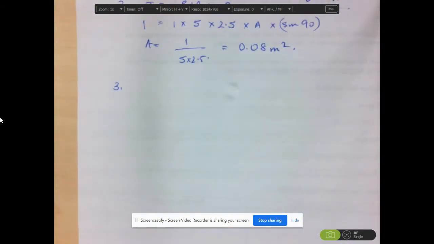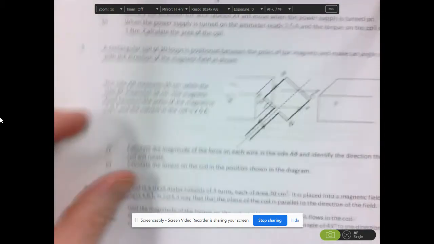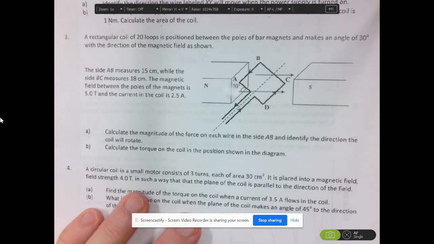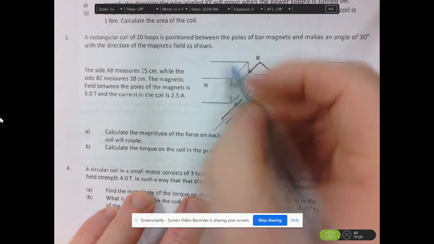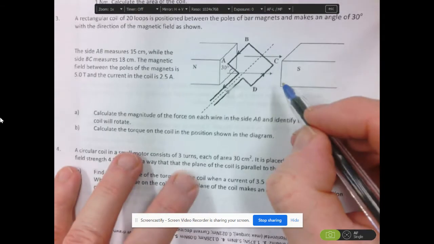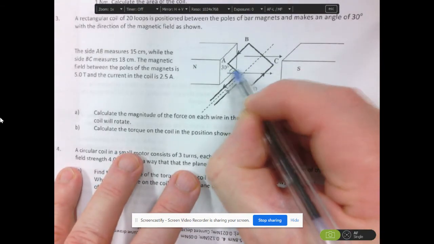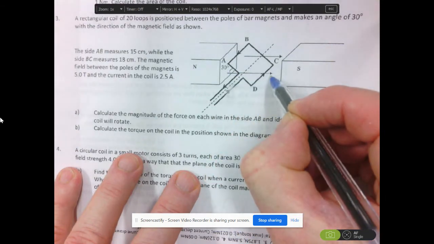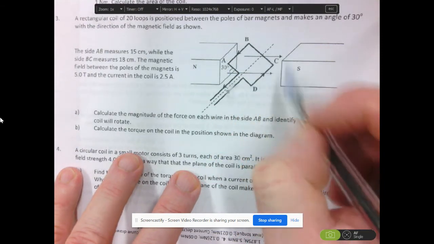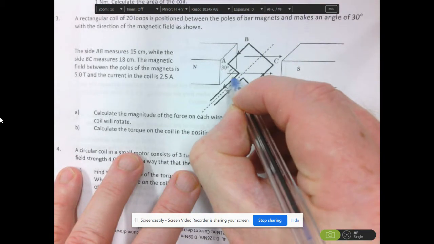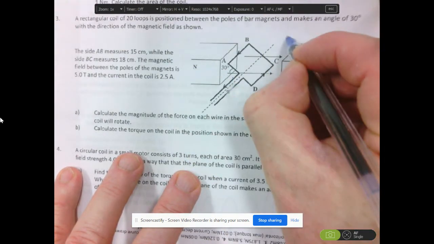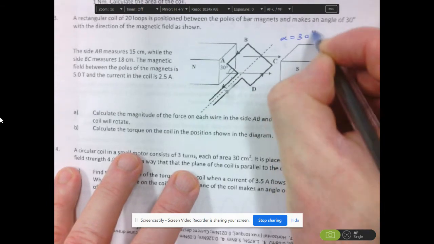Okay, moving on to question 3. Let's put the question up so we can see it first. A rectangular coil of 20 loops is positioned between the poles of a bar magnet and makes an angle of 30 degrees with the direction of the field. So you can see that this angle in here, that little angle there, that 30 degrees, is between the direction of the field and the plane of the coil. So that is an alpha. It is not a theta. So we know in this case that alpha is 30 degrees.